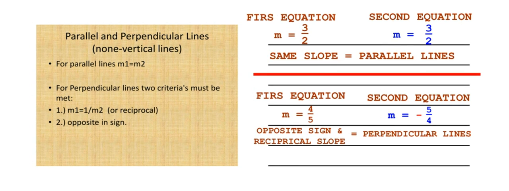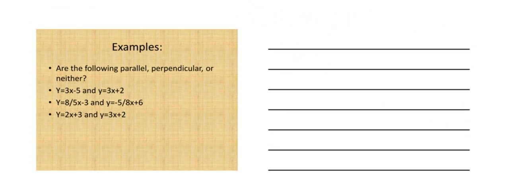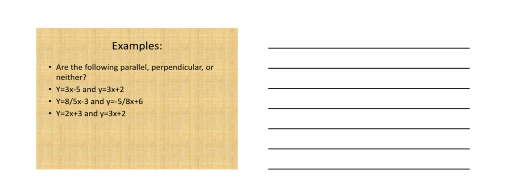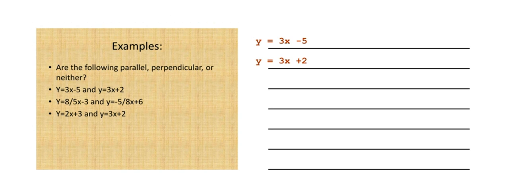Okay, let's try some examples then. Some examples to take a look. Our first set of examples, y equals 3x minus 5 and y equals 3x plus 2. If we notice, the slopes are both the same. So our m value in both cases, 3 for both, right? So therefore, same slopes. These are both parallel lines.